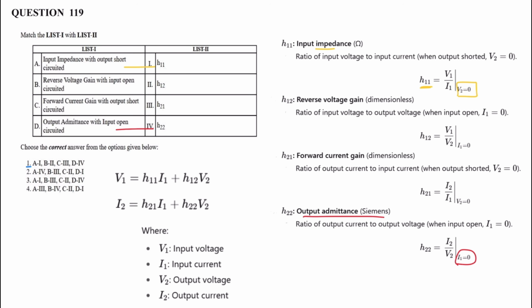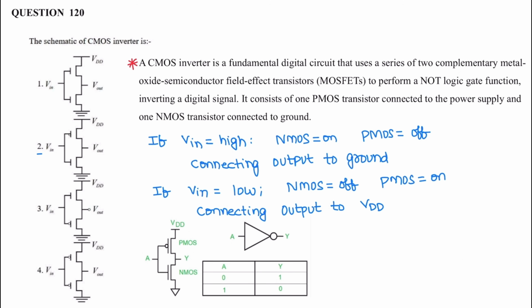H12 is reverse voltage gain with input open circuited. H21 is forward current gain with output short circuited. Forward current gain with output short circuited is H21. Therefore, the correct answer is option 1. A1, B2, C3, D4.